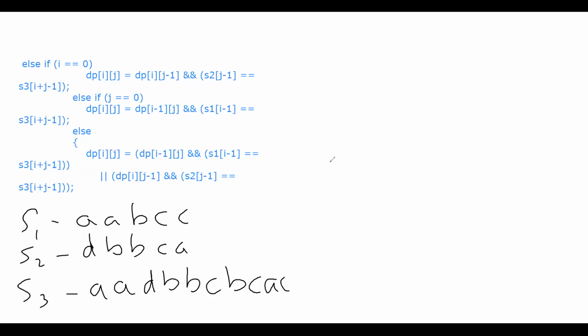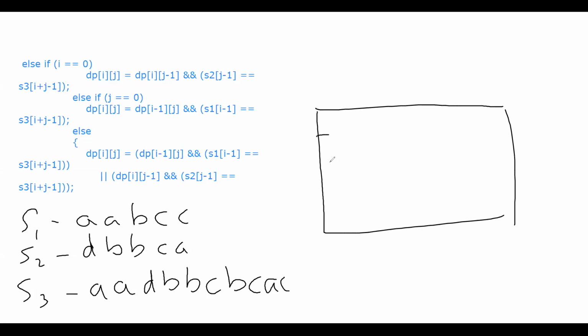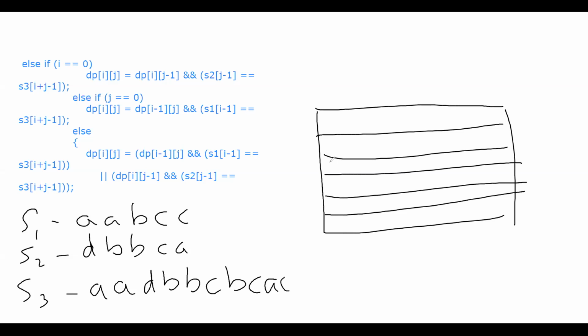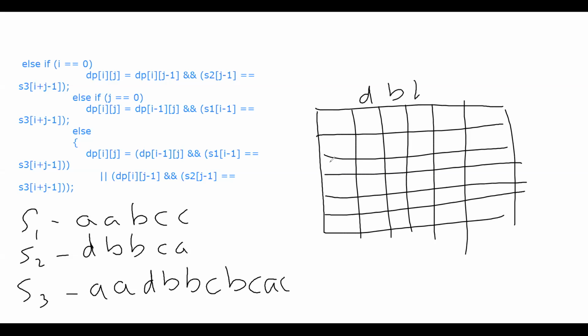Okay. So let us draw this one. I'll just quickly draw now. 1, 2, 3, 4, 5. Okay, 1, 2, 3, 4, 5. And this is my S2. So this will be D, B, B, C, A. And this will be A, B, C, C. Okay, so this is my base case. This will be true, as per that one.